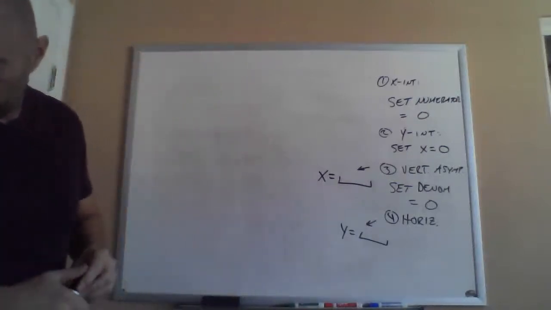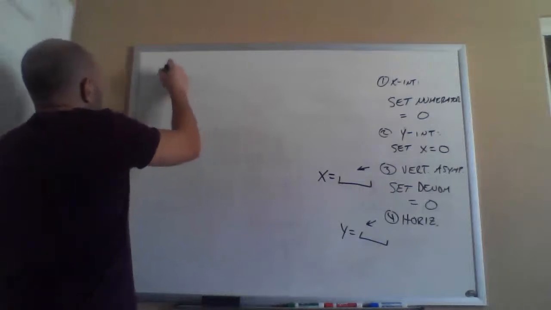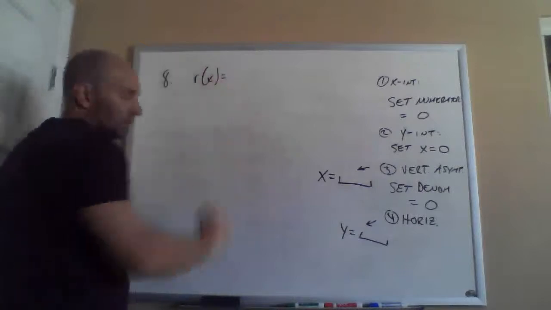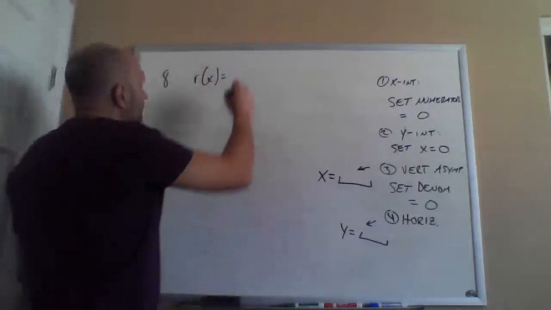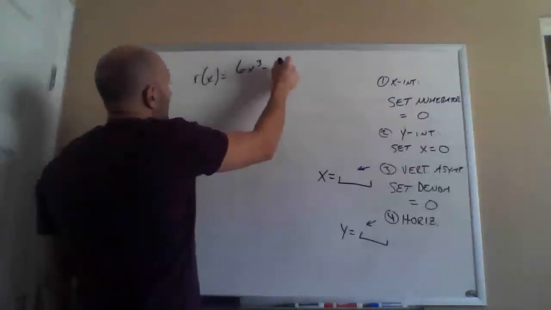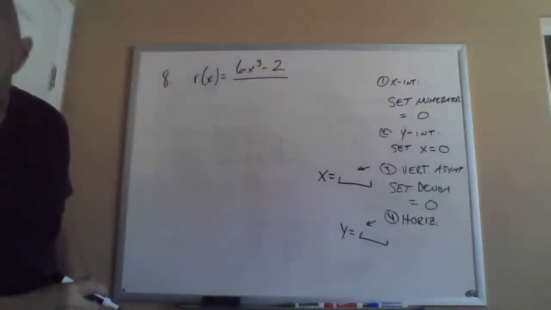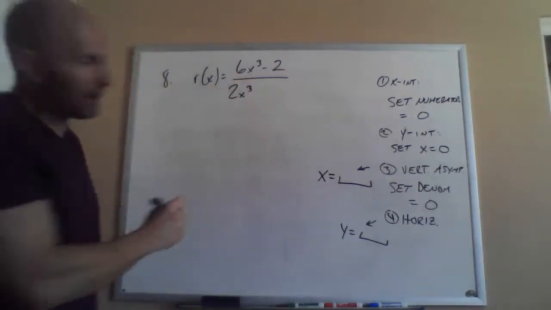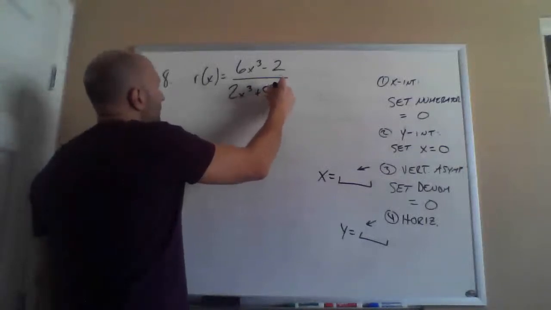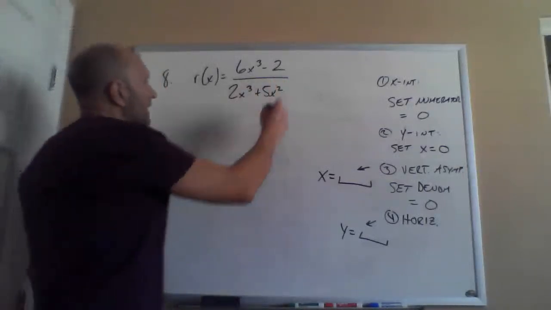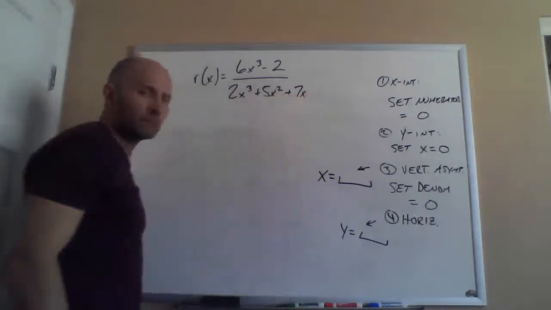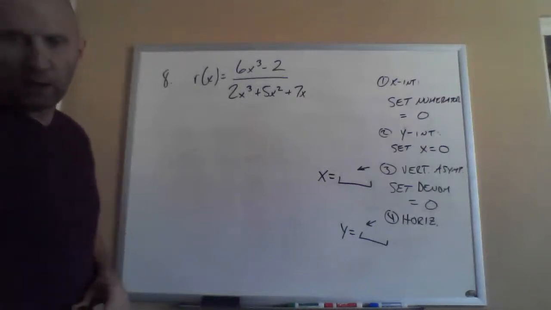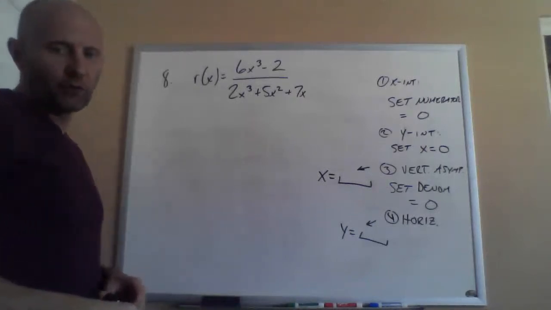So the next problem you guys want to see is number 8. And you have r of x is equal to 6x to the third minus 2, all over 2x to the third plus 5x squared plus 7x. Okay. So in this one, it wants the vertical and the horizontal asymptotes.